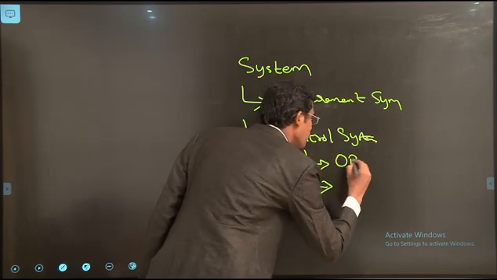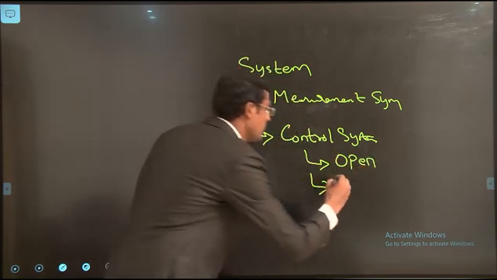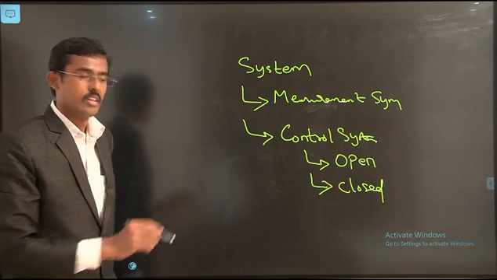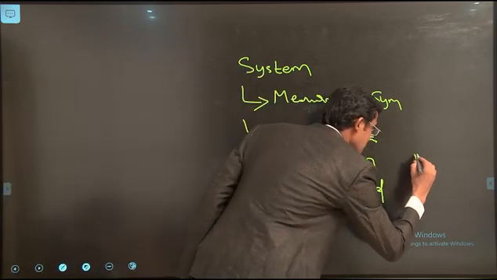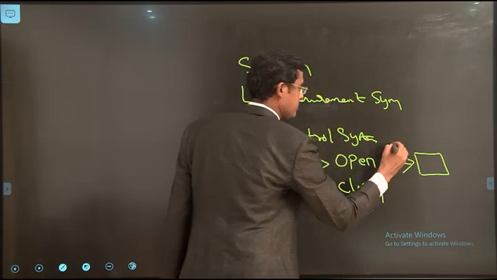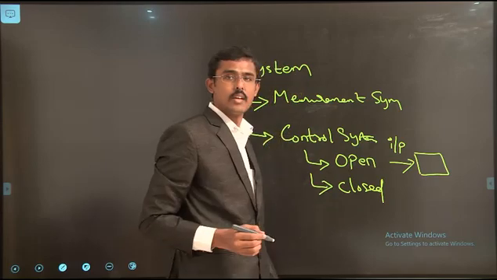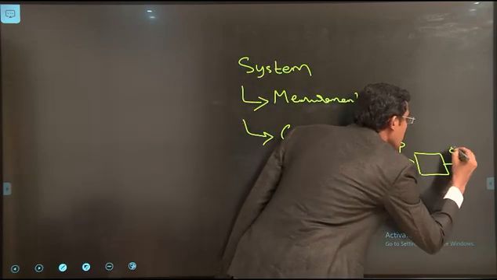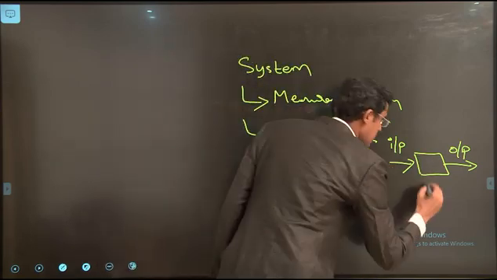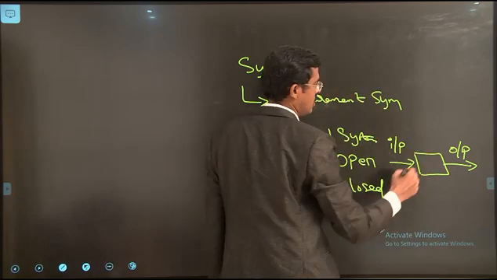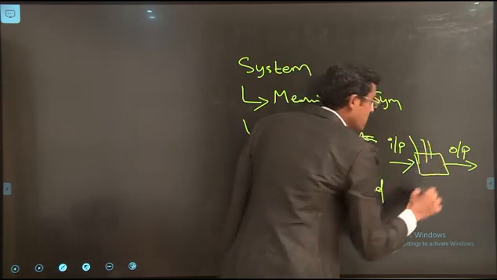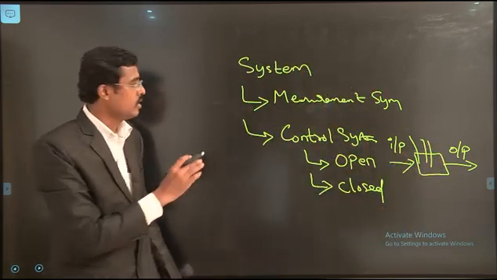One is open and one more is closed. In the open system, we have mentioned a system which is nothing but a box which contains an input and an output. In this box, the system will contain three parts: control unit, process unit, and correction unit. These three we have seen in the previous classes.